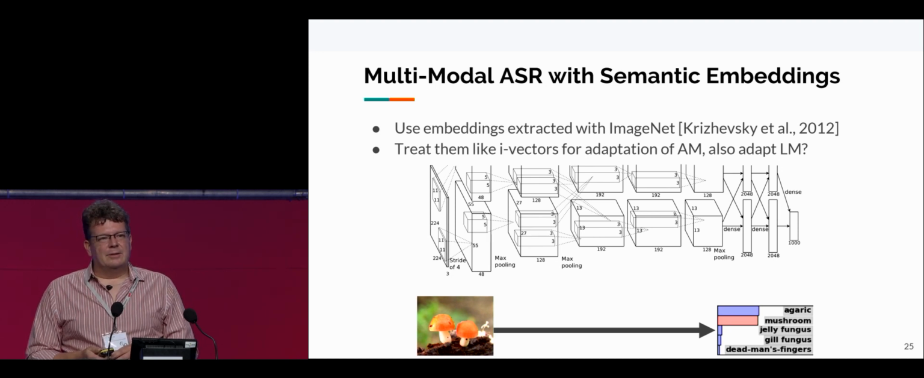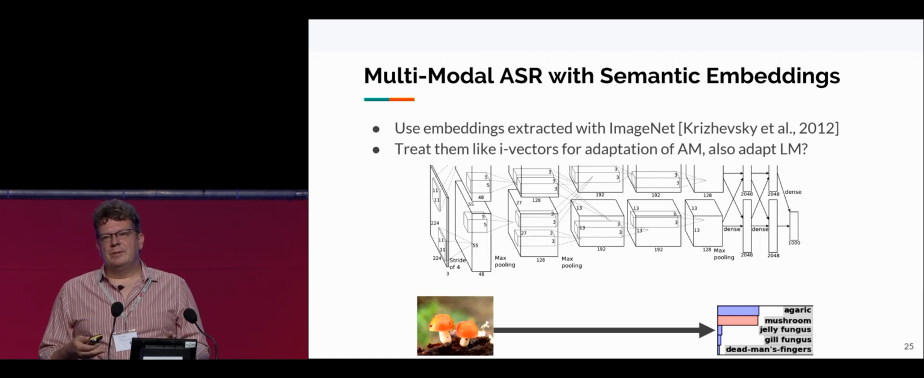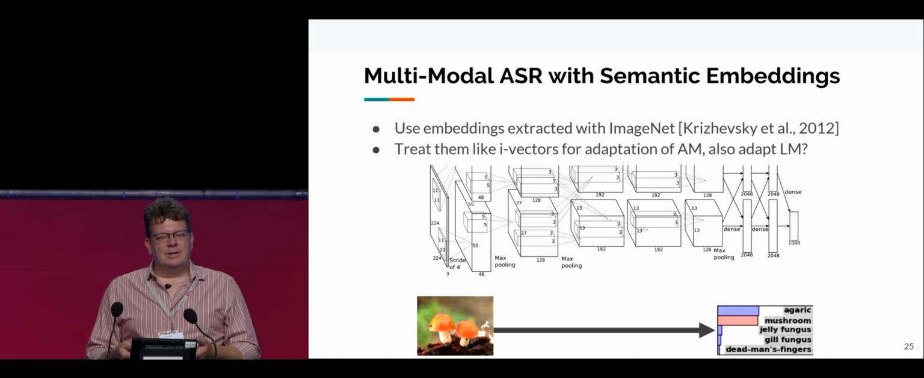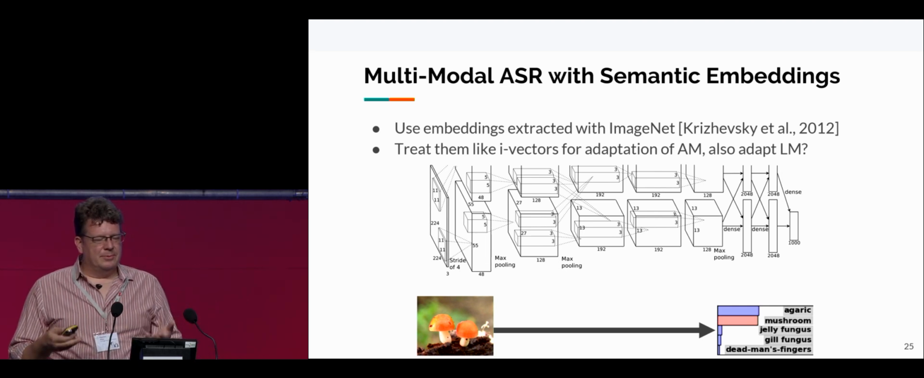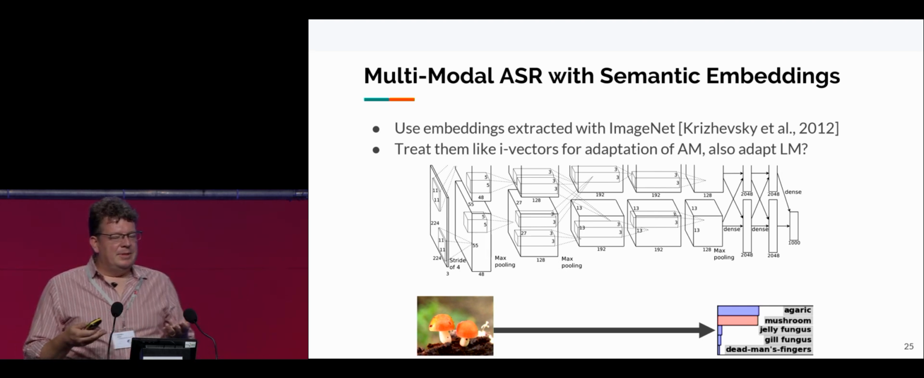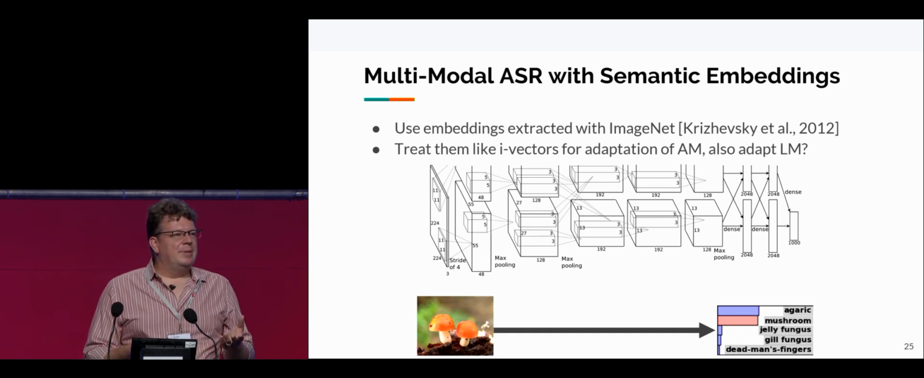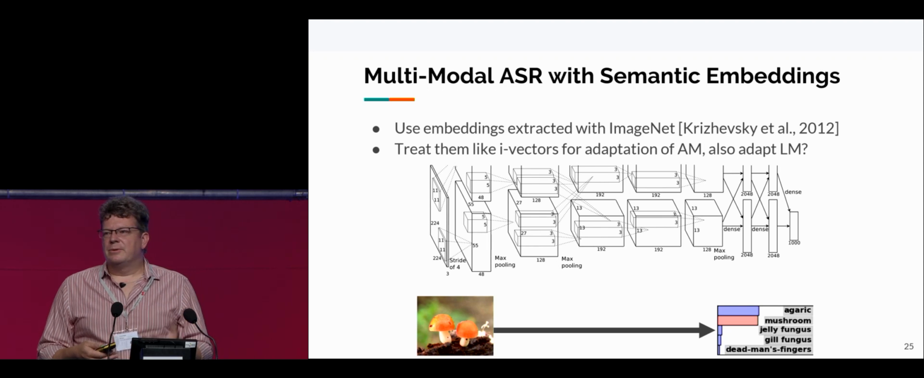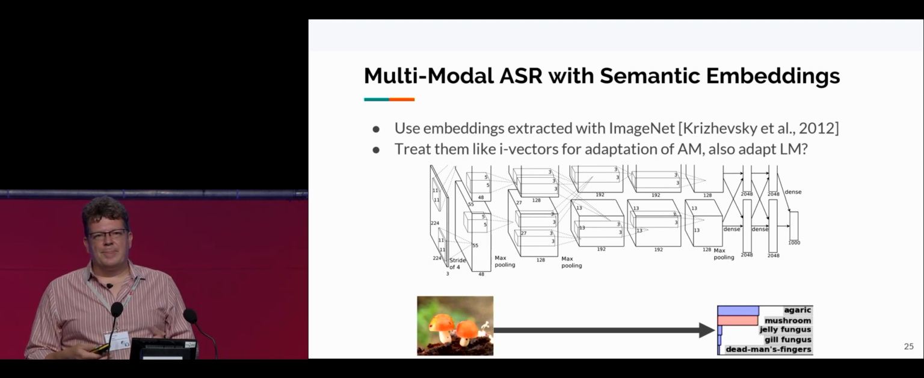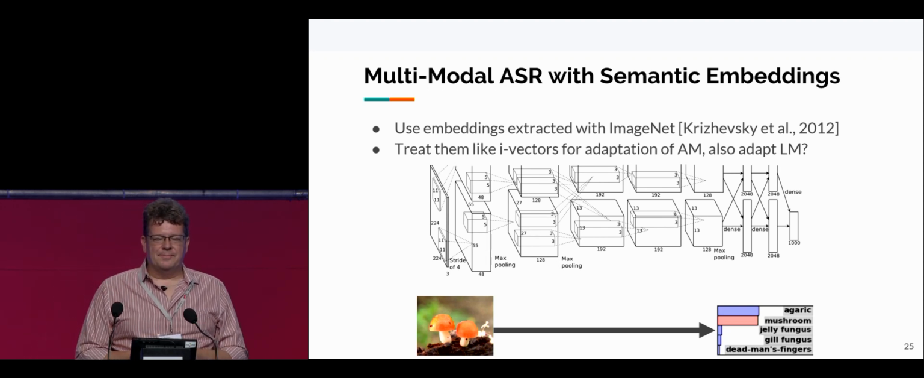Can we maybe perform ASR using not just purely acoustic features as an input, but use semantic embeddings, where we're taking the embeddings not from text, but from images or videos that are associated with the audio that we're trying to recognize? That's something that we've tried.